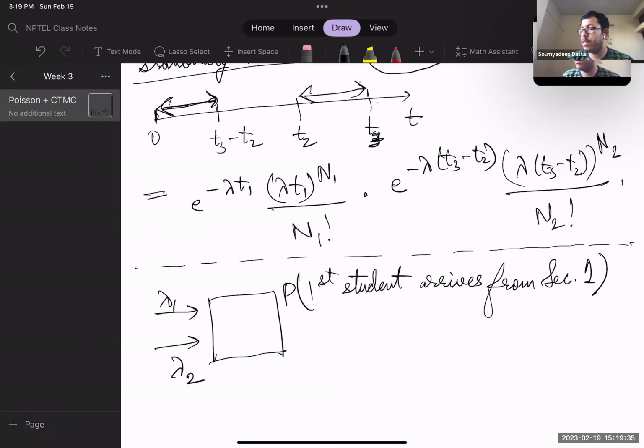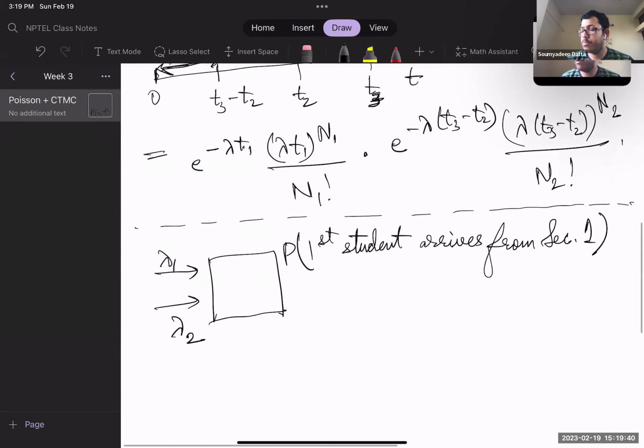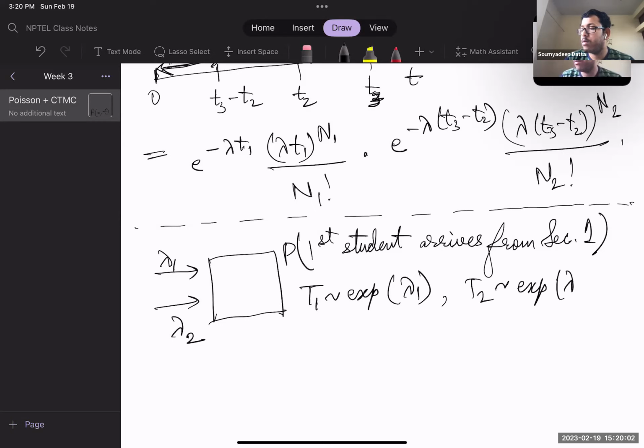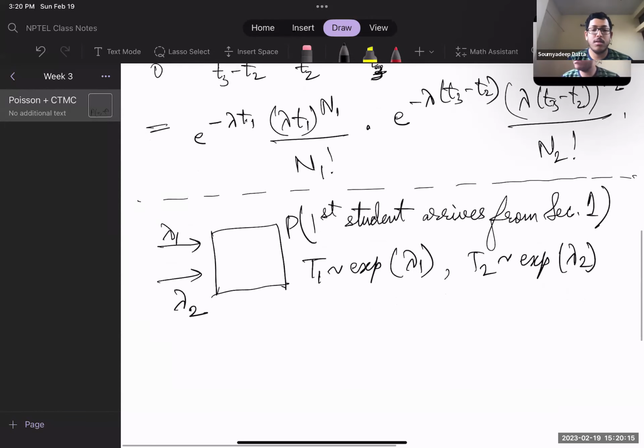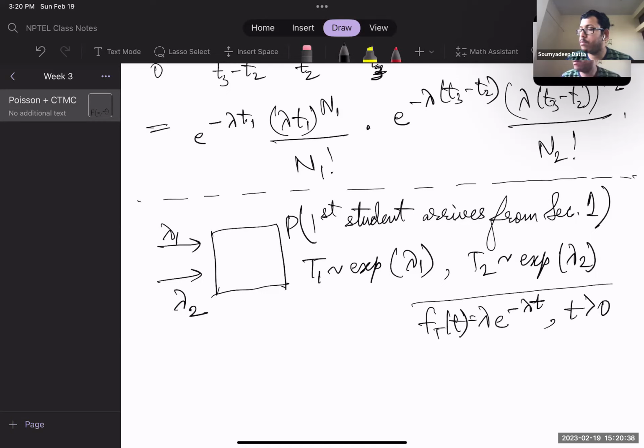Here we need the property of the exponential distribution. This is an arrival process with a Poisson rate, so the inter-arrival time, or the time taken for the first arrival, for section 1 will be distributed as exponential lambda 1. And the time for the first student from section 2 to arrive will be distributed as exponential with parameter lambda 2. Recall that the exponential density is f of t equals lambda e to the power minus lambda t, for t greater than 0.